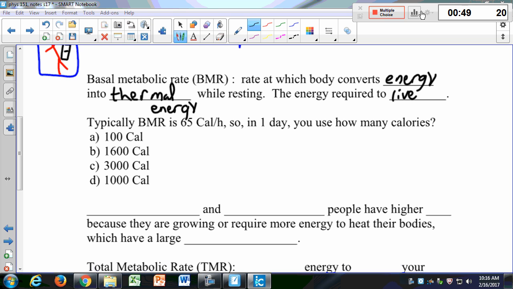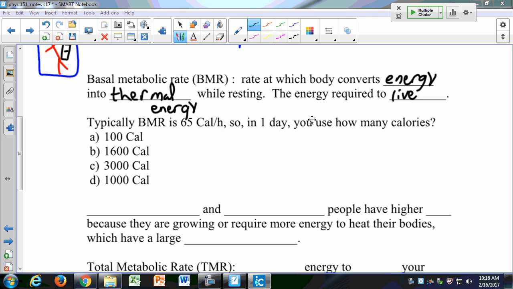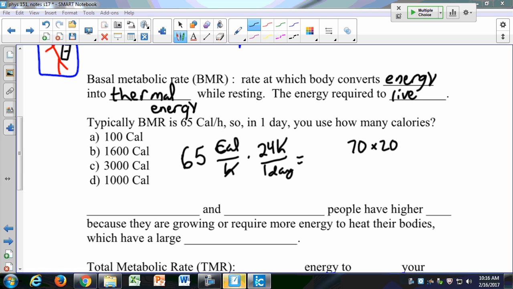All right, let's stop at 55. Okay, good. B is right. I want to say 65 calories per hour times 24 hours for one day, and that'll tell me how many calories per day I have. Let's see, I can make this easier. I can just say 70 times 20, and that'll give me roughly the same answer. That's about 1,400. You'll see what I did: I rounded them up or down. And so the one that's closest to that is the 1,600.